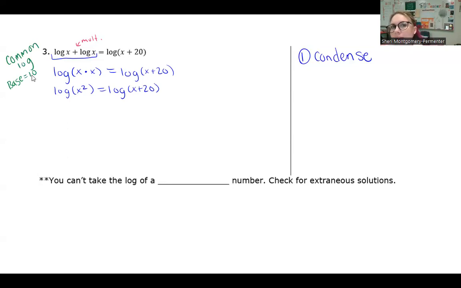All right. I am 1 to 1. I have 1 log equals 1 log. They have the same base. So what do we do? So our second step. When you're 1 to 1, you can mark them out. You're 1 to 1. So I'm going to set the stuff equal.